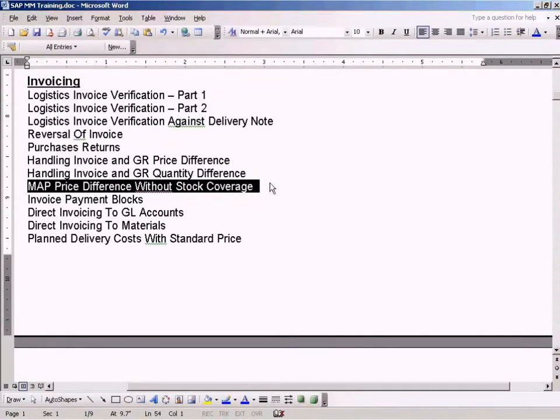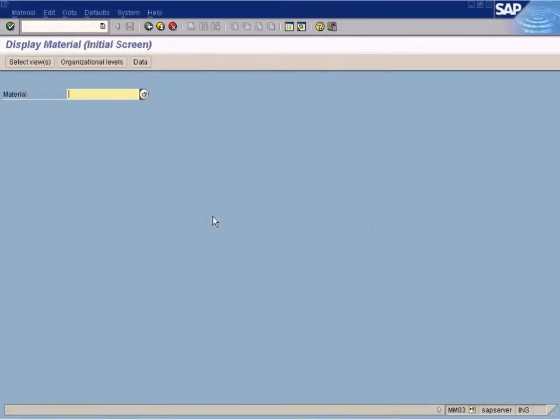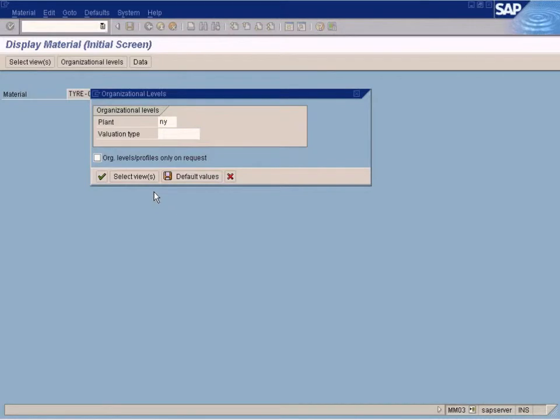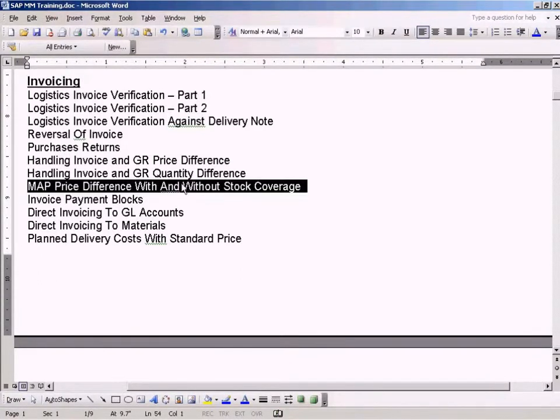Okay, let me explain the meaning of with and without stock coverage. I'm going to check tire C to see its balance. Let me change it with and without stock coverage so that we can see both the scenarios.